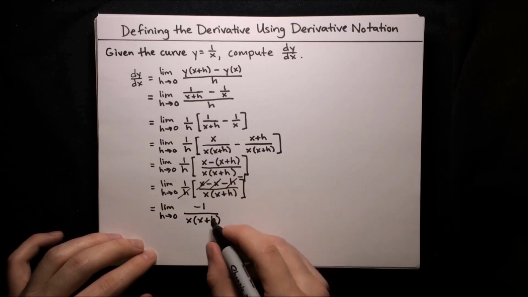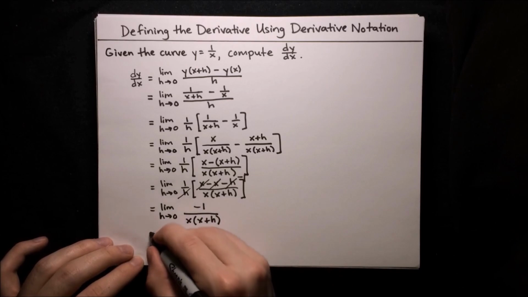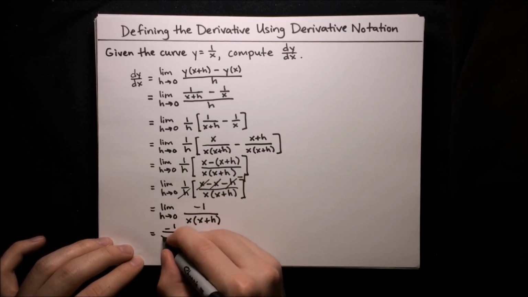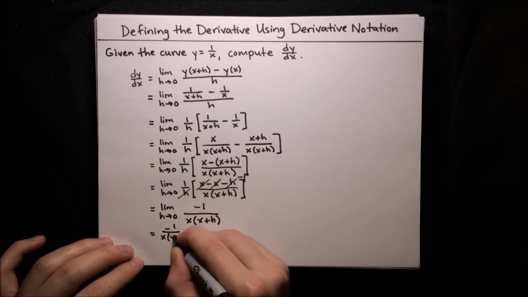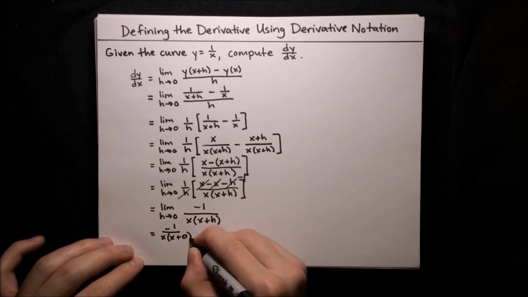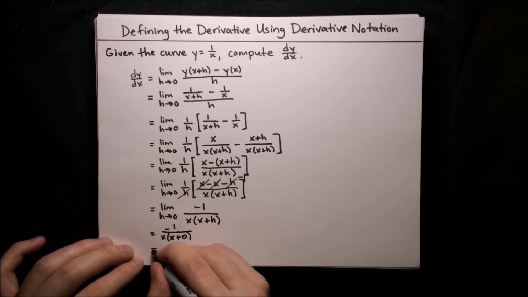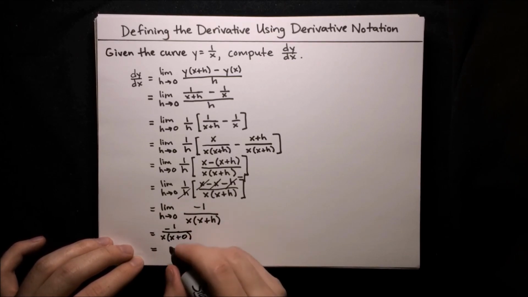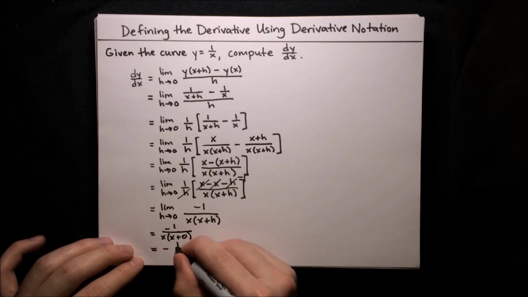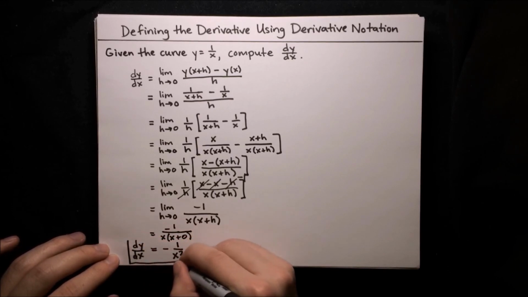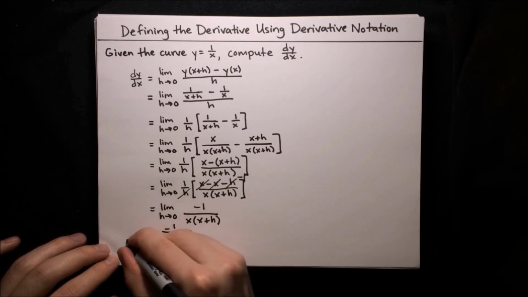We can just substitute h equals 0, and we get negative 1 over x times x plus 0. x plus 0 is of course just x, so this is really just negative 1 over x times x, which is negative 1 over x squared. So that's our equation for dy/dx: just negative 1 over x squared.